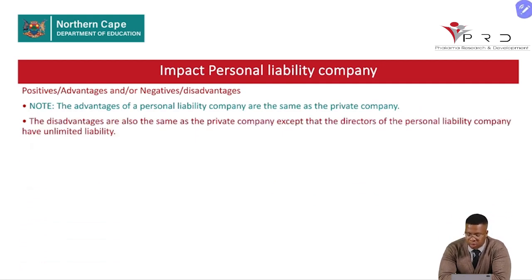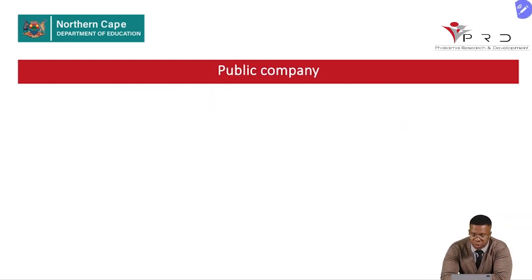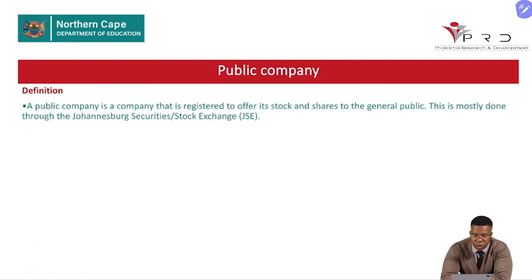similar to that of a private company, except when we are looking into the disadvantages. The disadvantages are also the same as of that of the private company, except the idea that the directors of a personal liability company have unlimited liability when it comes to the debts of the business. Now we look into a public company.